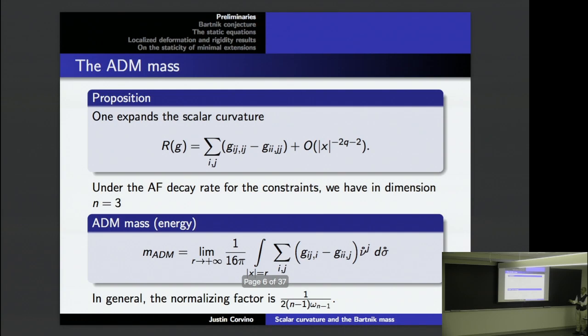Under those assumptions, we have this formula in 3 dimensions for the ADM mass, really the ADM energy, which is the mass in the Riemannian case. This is the, say, Euclidean normal and area element of a large sphere. And this expression comes from linearizing the scalar curvature operator at the flat metric.